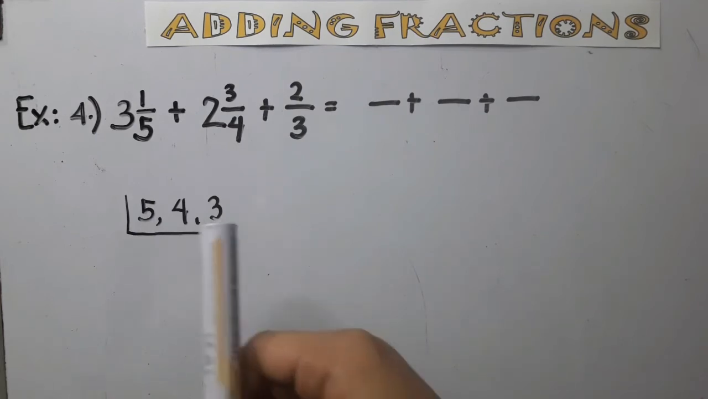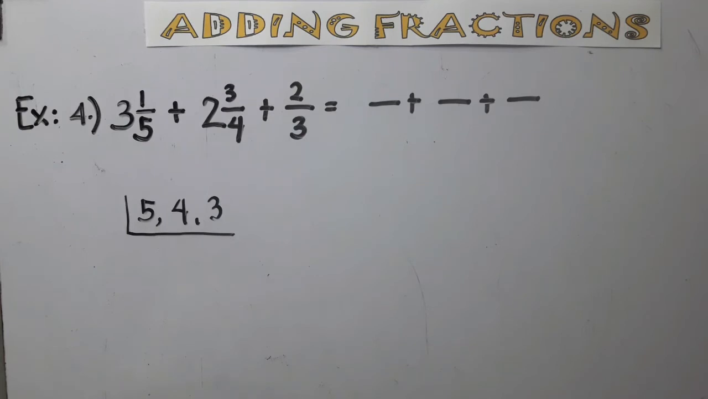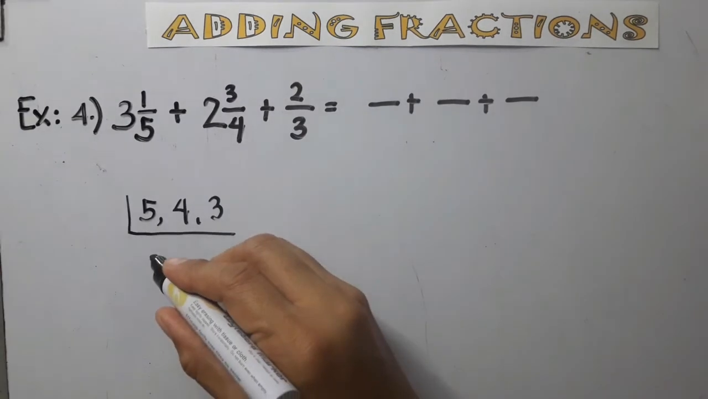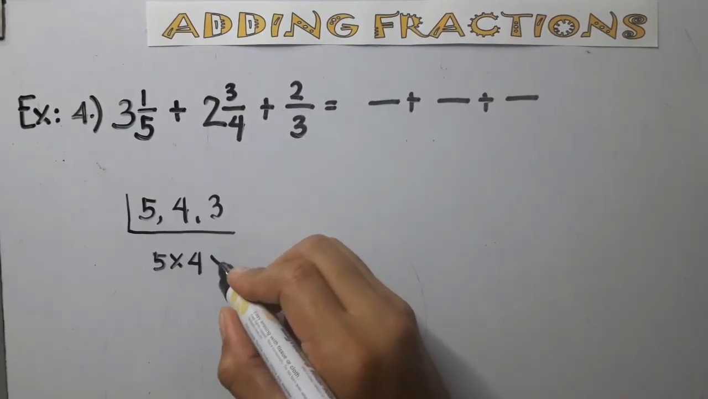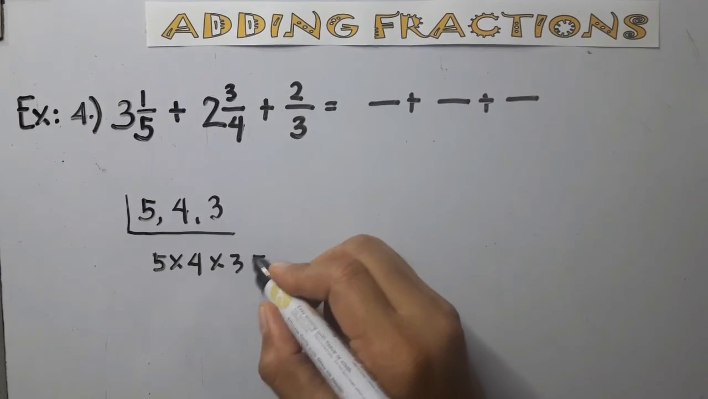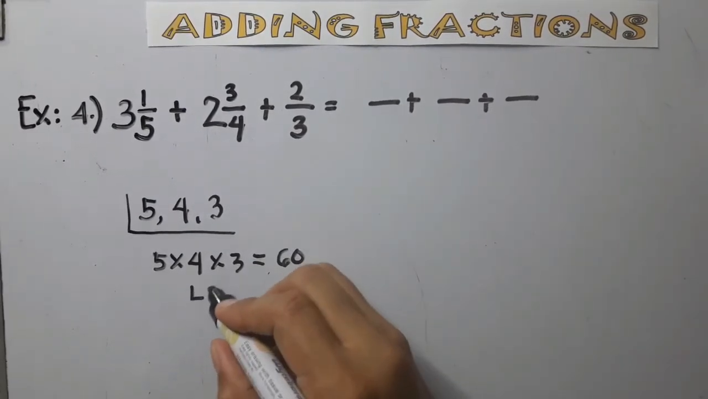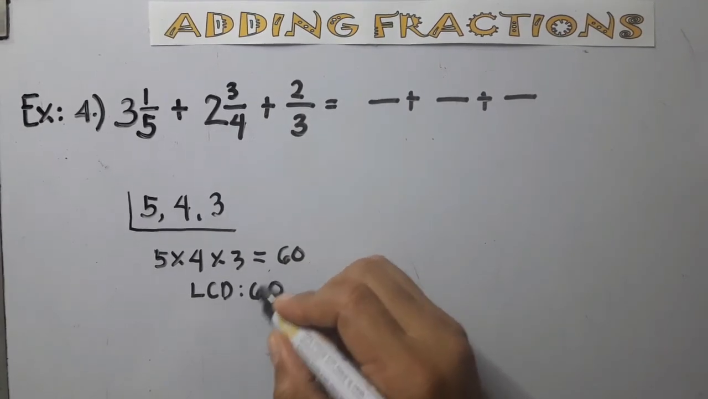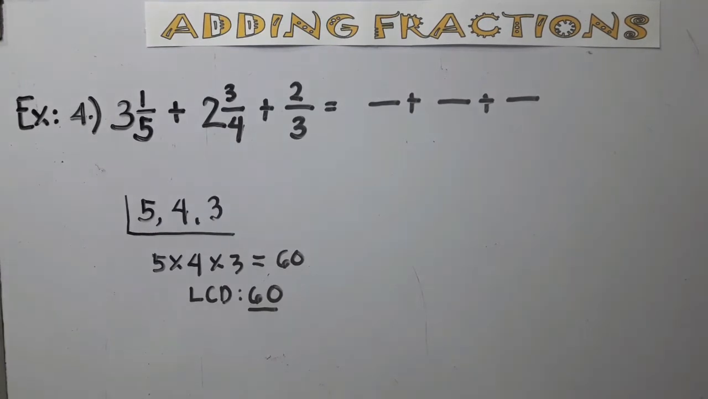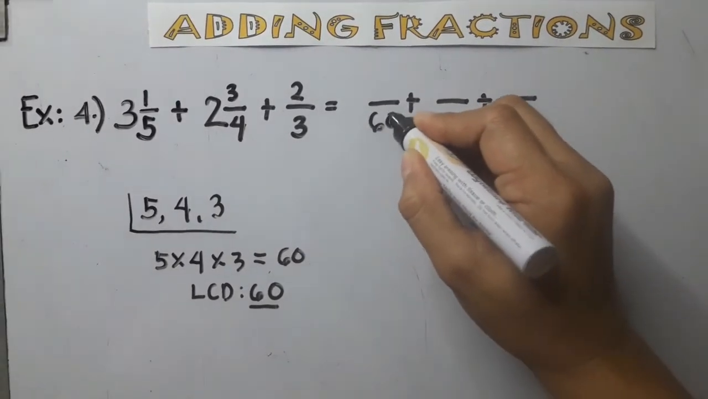Now you notice that the denominators 5, 4, and 3 have no common divisor except 1. So since 5, 4, and 3 have no common divisor, what you're going to do is just multiply them. So 5 times 4 is 20, times 3 equals 60. So therefore, our LCD is 60. Okay? So our next step would be, you're going to write the LCD here, which is 60.